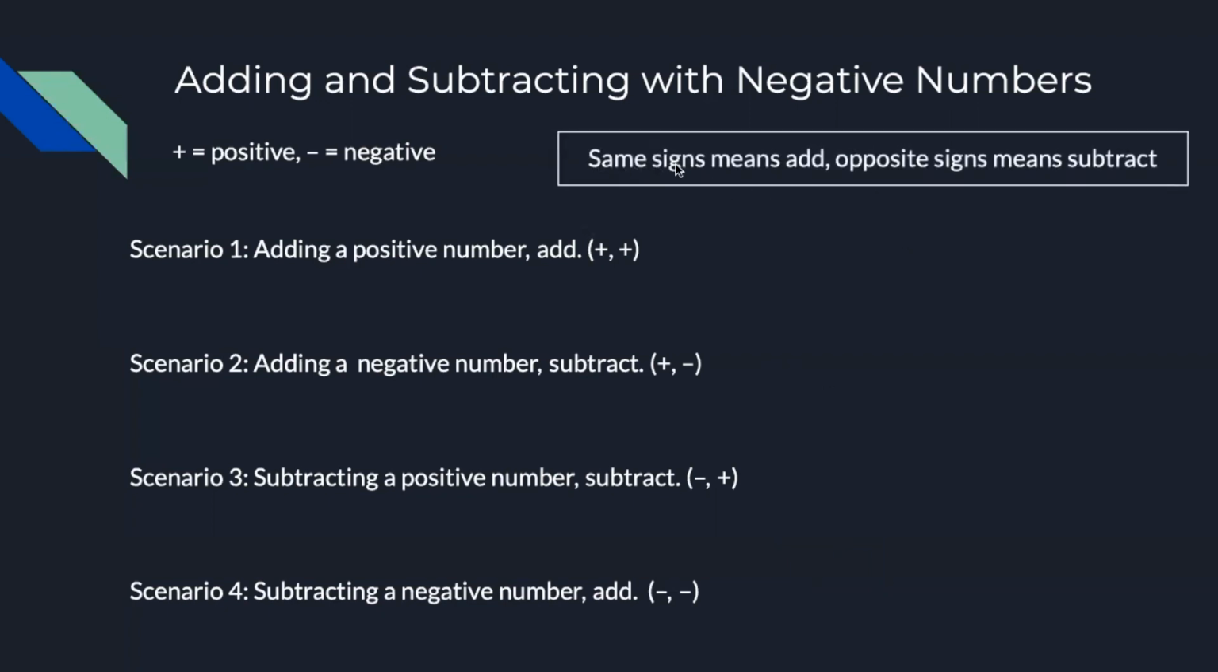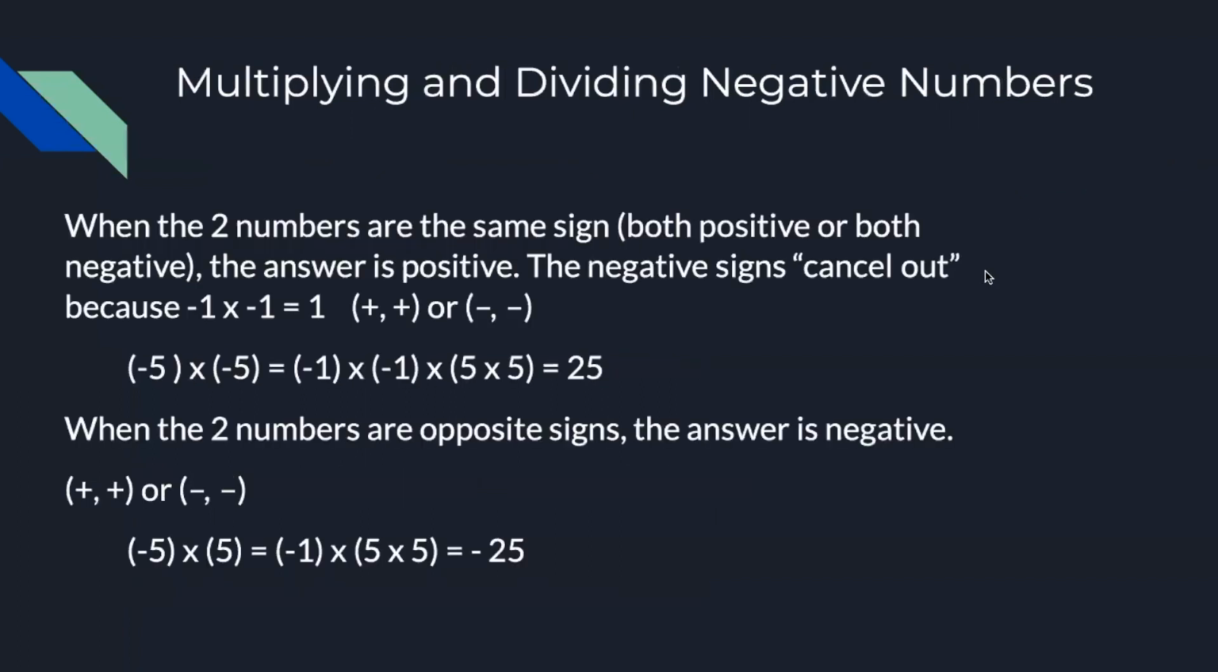Okay, and again, same signs means add, opposite signs means subtract. Or multiplying and dividing negative numbers. Actually, let's do this first before we get into algebra. Let's do a few problems just to refresh your memories. Again, same signs, different signs. When it's same signs, it's positive, different signs, it's negative, right? So let's do a bit of a review. 6 times negative 2. What do you guys think?